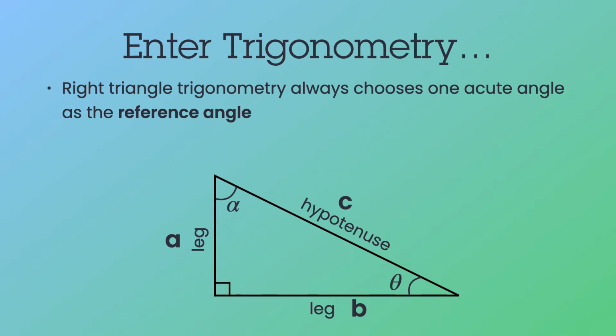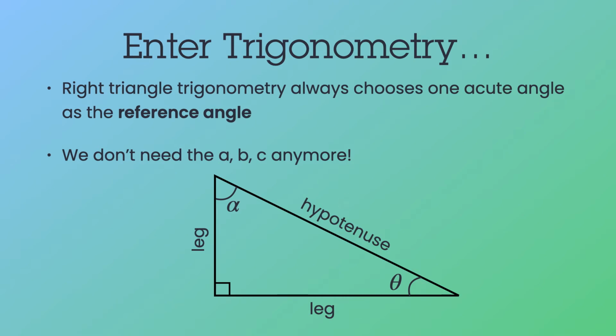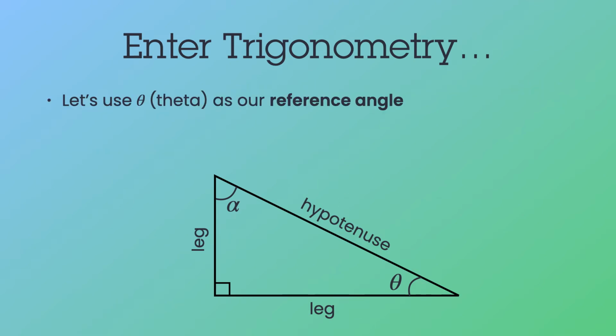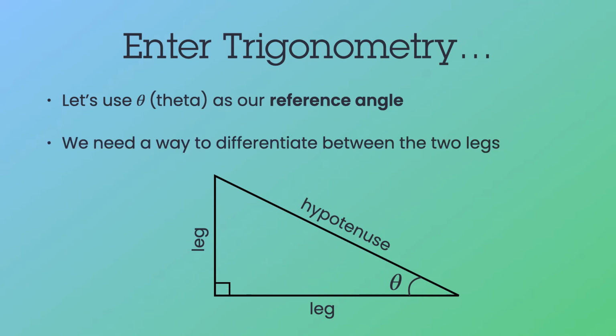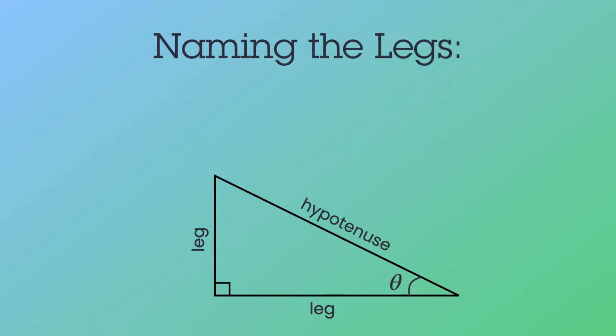We are going to have new names for these sides though, so we don't need the A, B, and C anymore. Let's start by using theta as our reference angle. The hypotenuse is always the side that's across from the right angle, every single time. But the two legs are both called legs, so we need a way to differentiate between those and be able to talk about one leg or the other and be sure we know which one we're talking about.